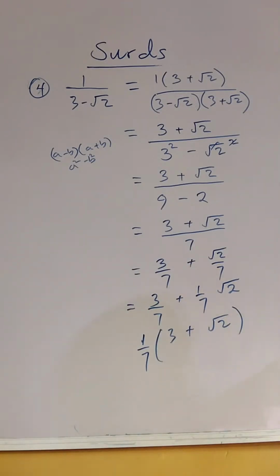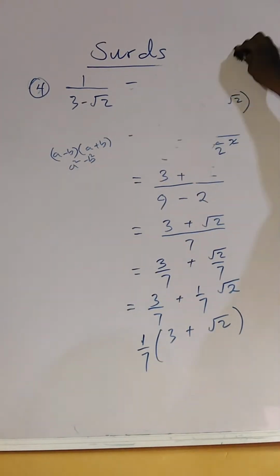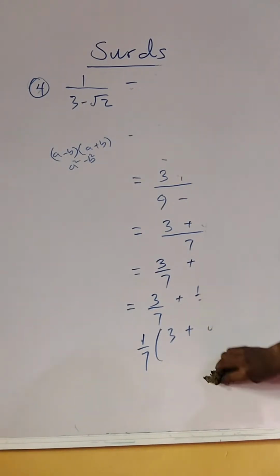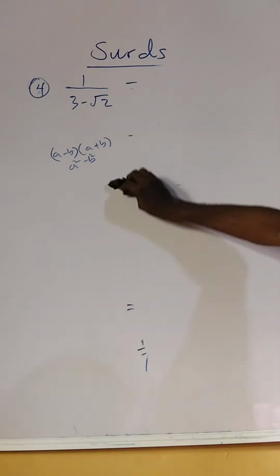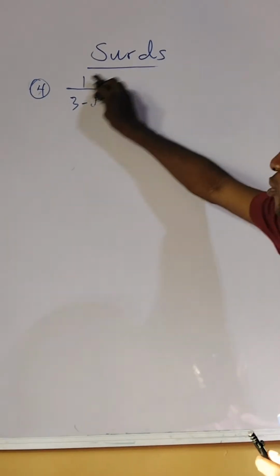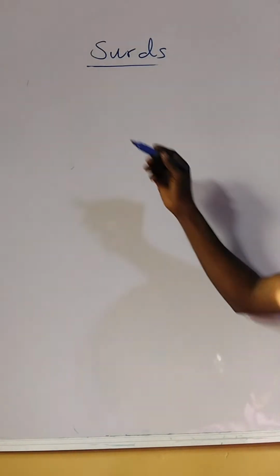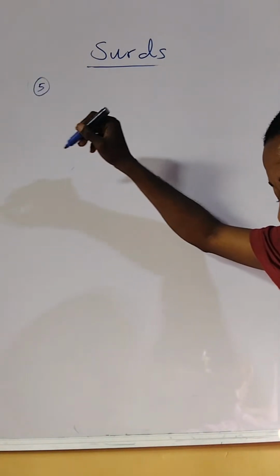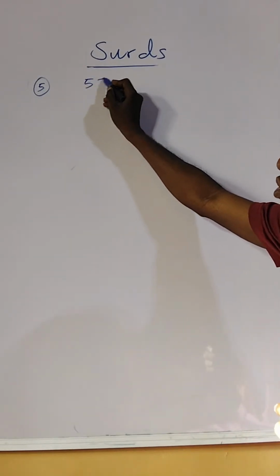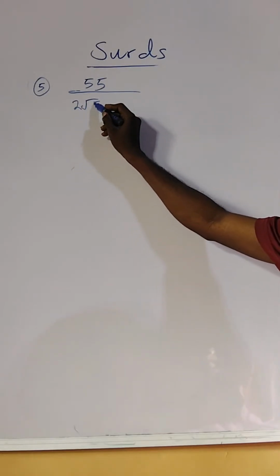Alright. Okay. So we can look at another one. Call this number 5. For number 5, we have 55 divided by 2 root 5 minus 3.